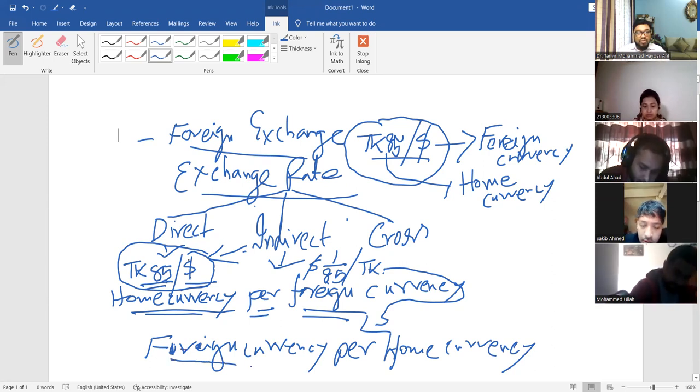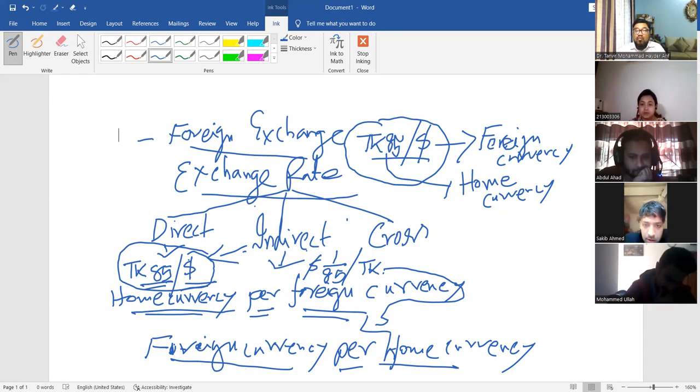Now we have learned how to determine indirect exchange rate. What we did, taka 85 per dollar, we just changed it, because you know cross multiplication from your school mathematics. Have you heard of cross multiplication, from right hand side to left hand side, and left hand side to right hand side? Can you remember? Yes, sir. So what we did, we just converted taka 85 per dollar to 1/85 dollar per taka.